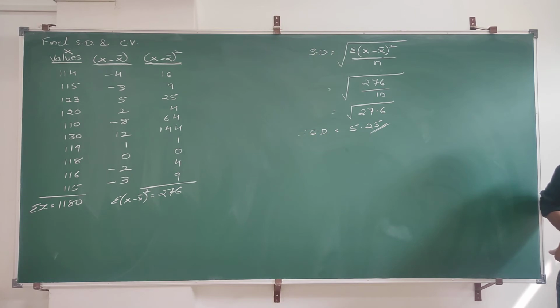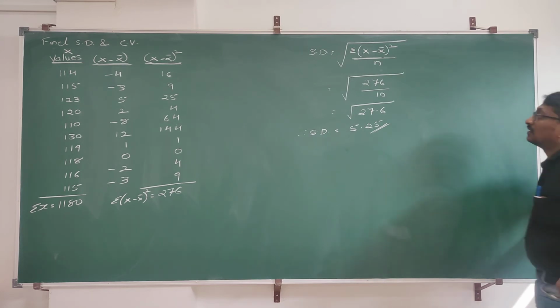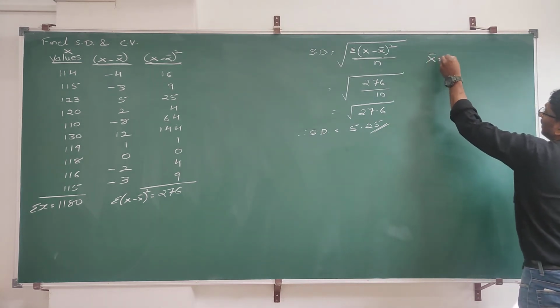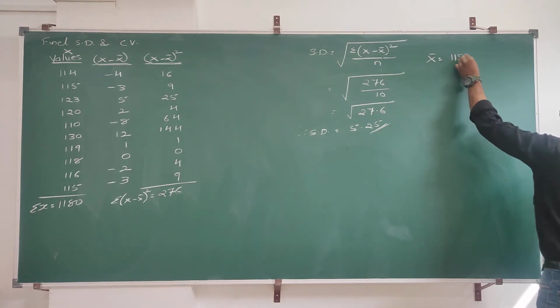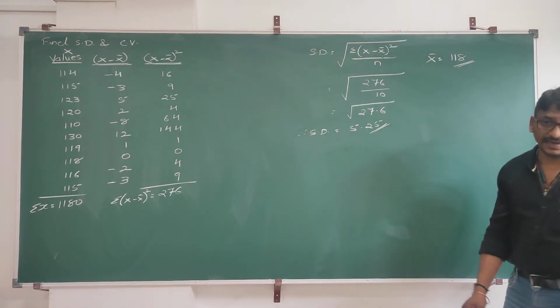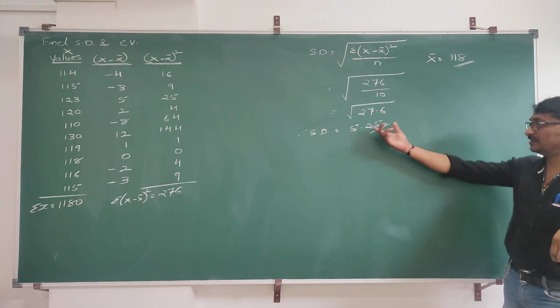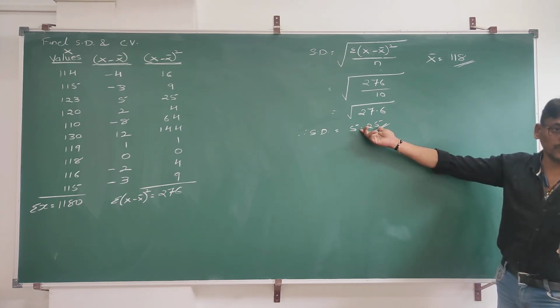Standard deviation completely depends on the formulas. Go step by step. See, you have calculated the x bar value. What is the x bar value? 118. Correct? Your standard deviation is 5.25.